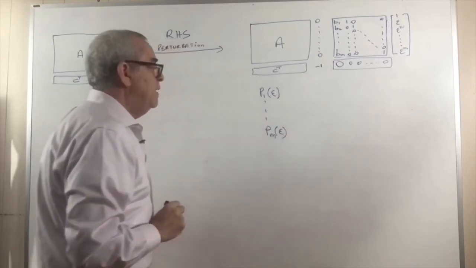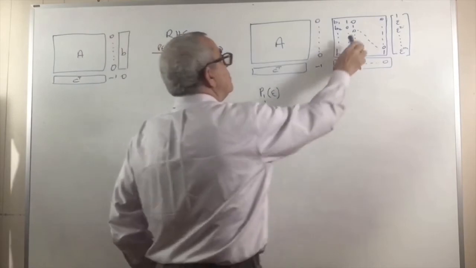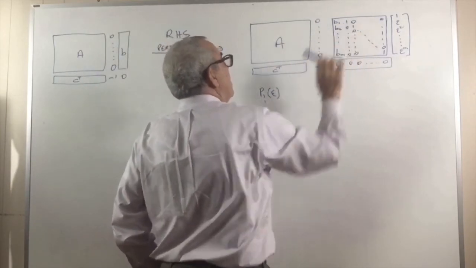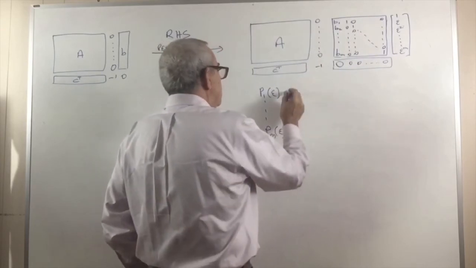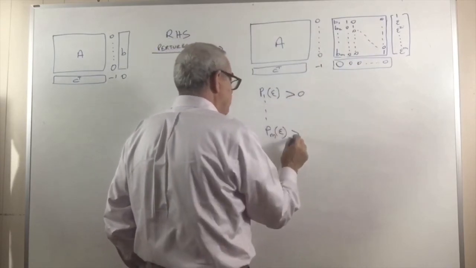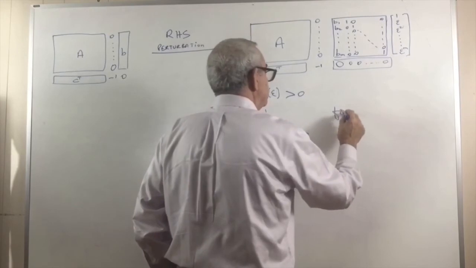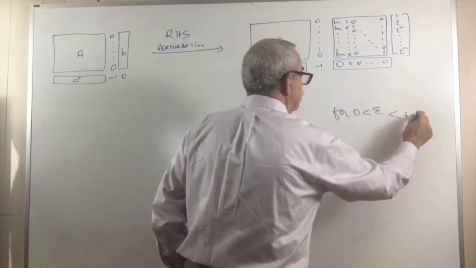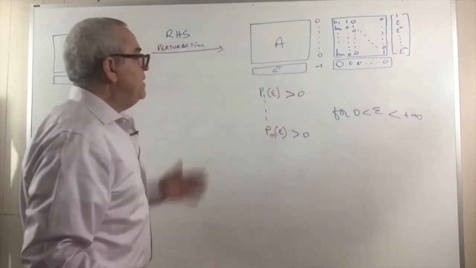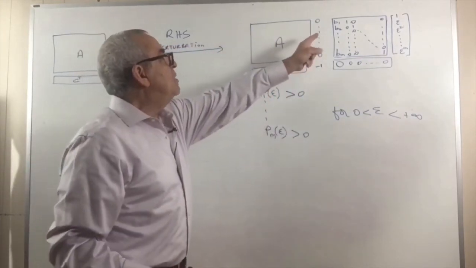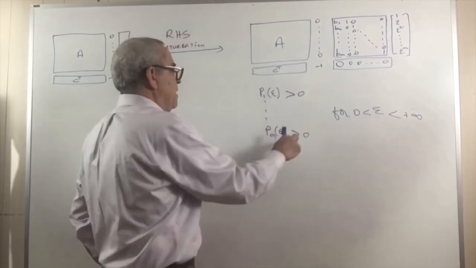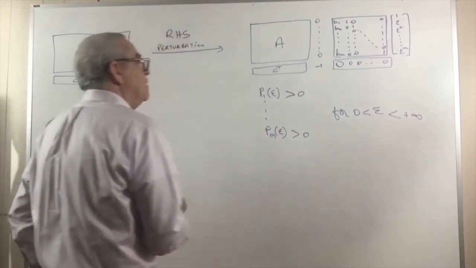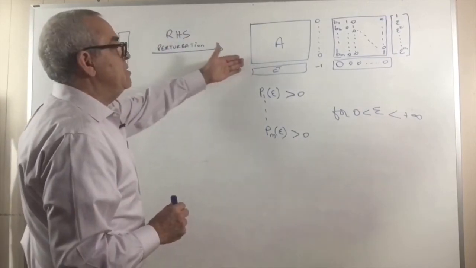Right. And if you look at the roots of every one polynomial, they don't have positive roots. So all of these polynomials are positive for epsilon bigger than 0 and less than plus infinity. All right? For any epsilon, each right-hand side is strictly positive. So that's good. So this is a valid simplex tableau.